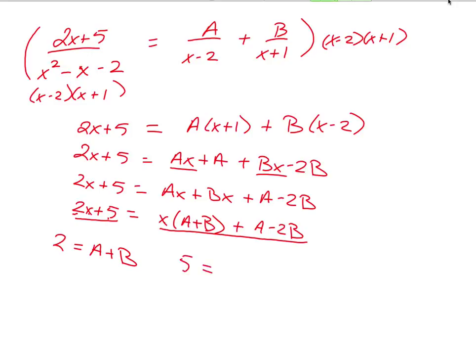So, I've got a 5 here. What does that 5 have to equal? It has to equal A - 2B. Okay. Now we want to use some substitution to figure out what A and B are. So over here on this first one, let's get A by itself, so let's subtract B over. So that means A = 2 - B.